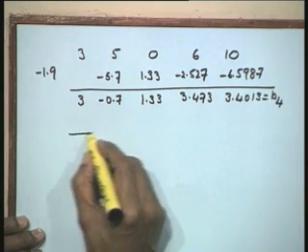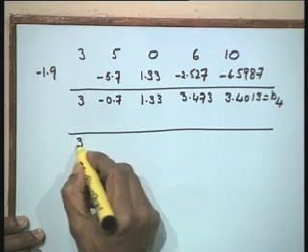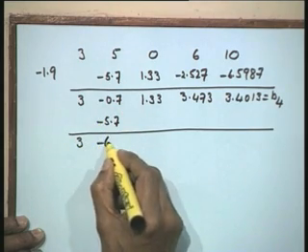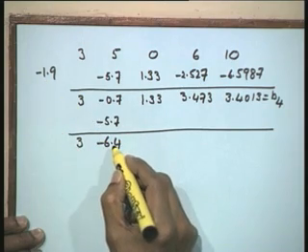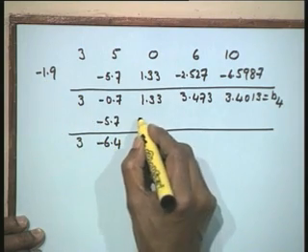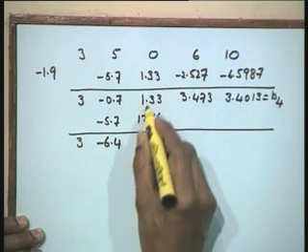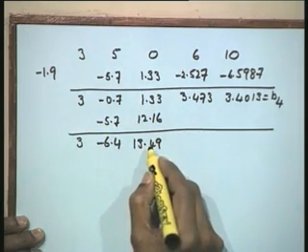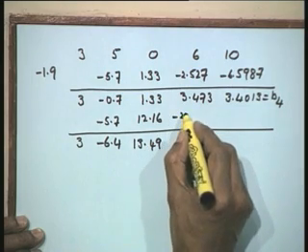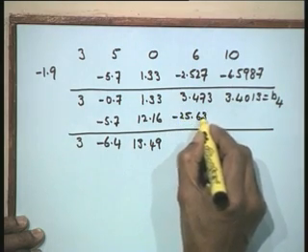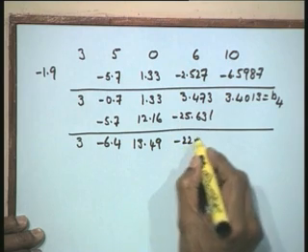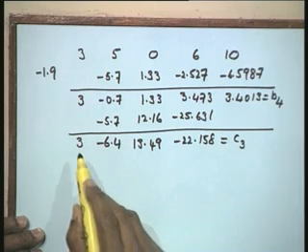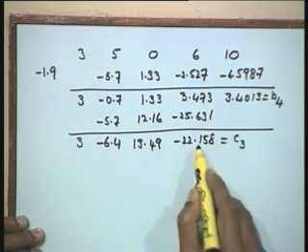Then I repeat one more step here. So I would get 3 and I will get minus 5.7. I add up, I will get minus 6.4, multiply with minus 1.9, I would get 12.16. Add this, 13.49, multiply by minus 1.9, so I will get minus 25.631, which gives me minus 22.158, and this is equal to c3. This is your c0, c1, c2, c3. So this is our coefficient c3.